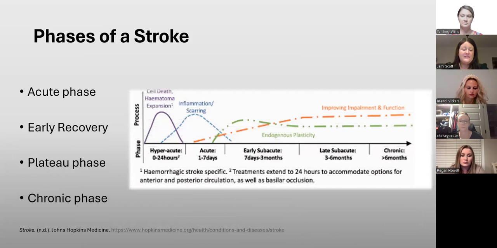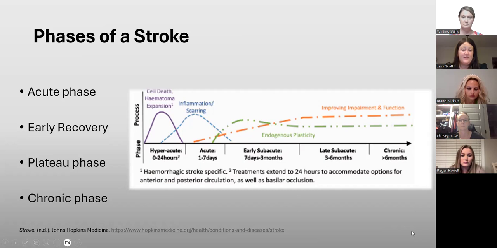So the following phases are considered a stroke's natural history. In the acute phase, which immediately follows the stroke, this is when symptoms are at their worst. Depending on the degree of the brain injury, there may be a very quick neurological decline. In the early recovery phase, the brain works to compensate for the damaged area, and some spontaneous repair may even take place over the first few weeks to months.